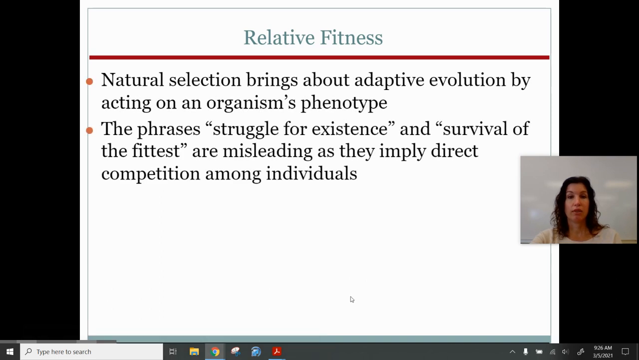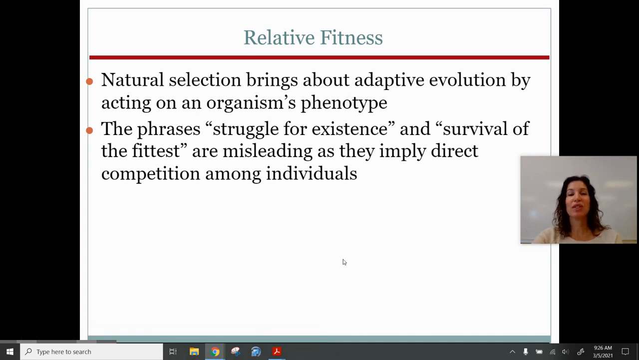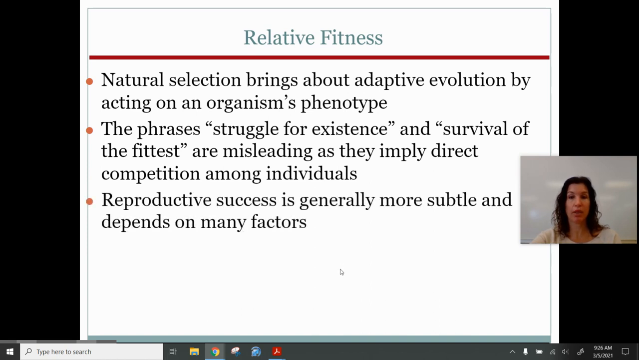All right. So going back to this, because remember, you can't just say this unless you can explain it. The phrases struggle for existence and survival of the fittest are misleading because they imply direct competition among individuals. Sometimes individuals aren't directly competing. It's more about reproductive success. Who is able to survive and reproduce, because that is the whole goal, right? It is to produce offspring that are viable so that those offspring then also survive and reproduce.